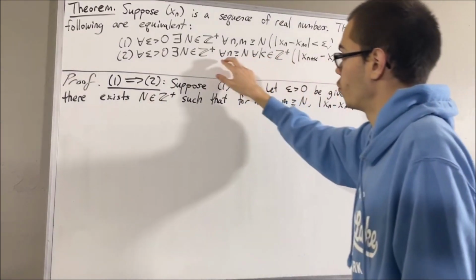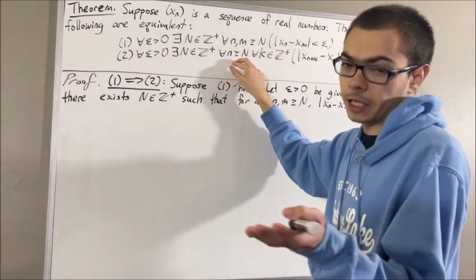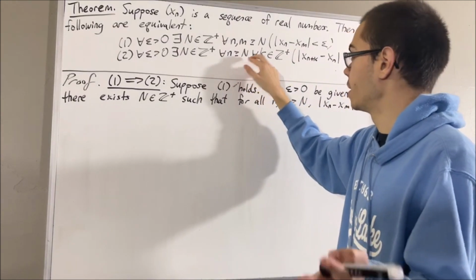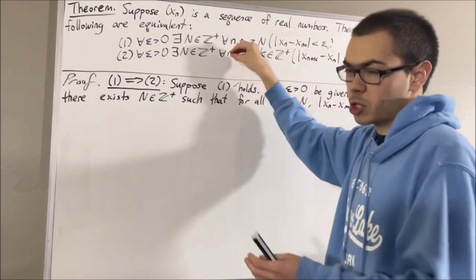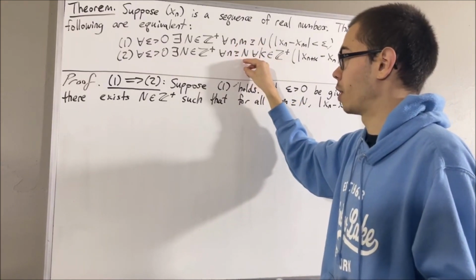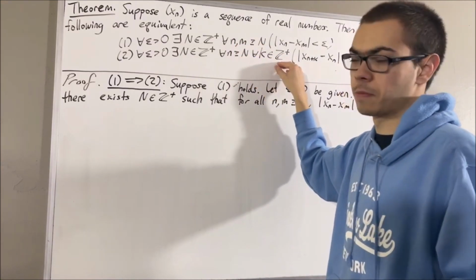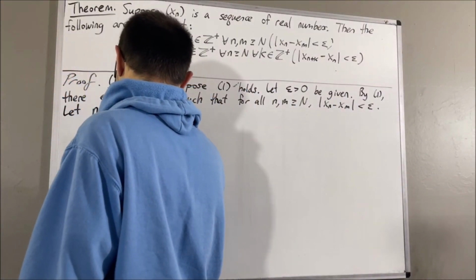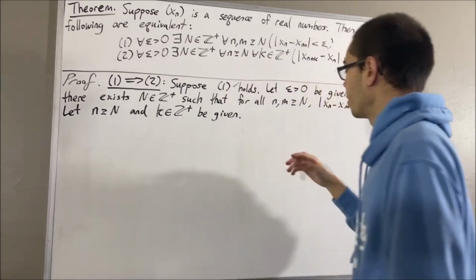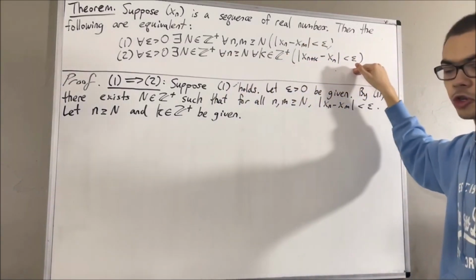Well, since we're trying to prove a statement about every integer greater than or equal to capital N and every positive integer k, let's give ourselves an arbitrary integer greater than or equal to capital N and an arbitrary positive integer. I'll call them n and k. And from here, we want to show that this inequality is true.